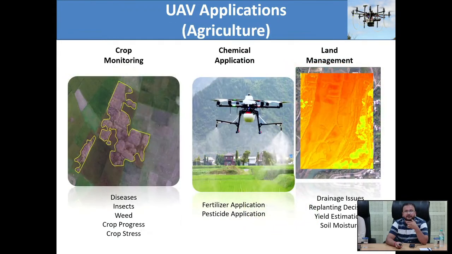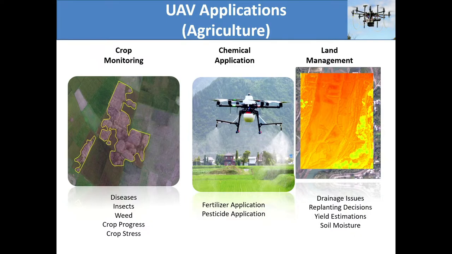So the next domain of application will be in your agriculture fields. You can do some disease monitoring, chemical spraying application, then you can do land management, so drainage issues, or some yield estimation you have to do. And one more important application in agriculture nowadays is coming for insurance, crop insurance things.